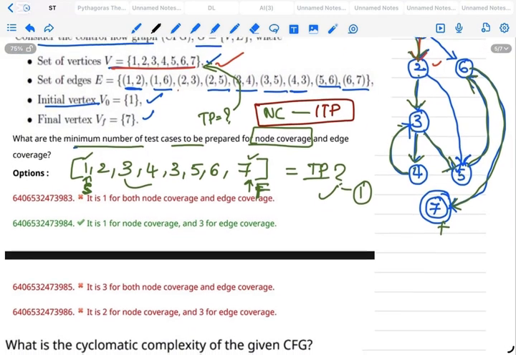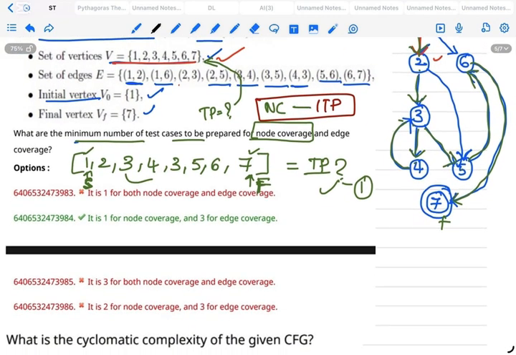So which options contain one test path? Option 2 for node coverage is wrong, right? Option 3 is for both node coverage and edge coverage, so not 3 for node coverage. This is one path, that is one test path for node coverage. This is the correct option. But option A also has one test path for node coverage. Okay, so we will check for edge coverage also.